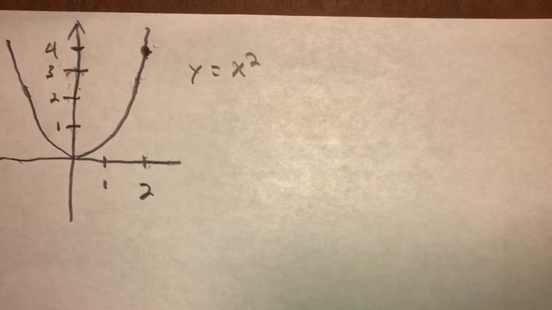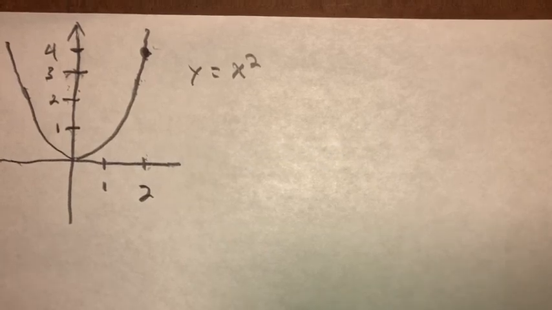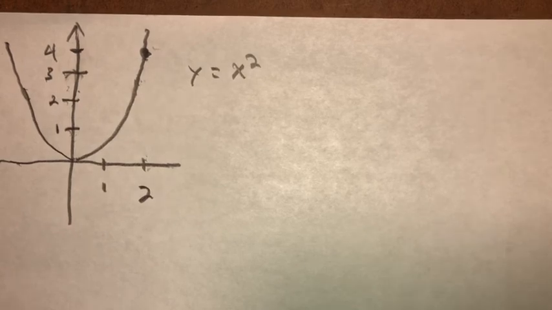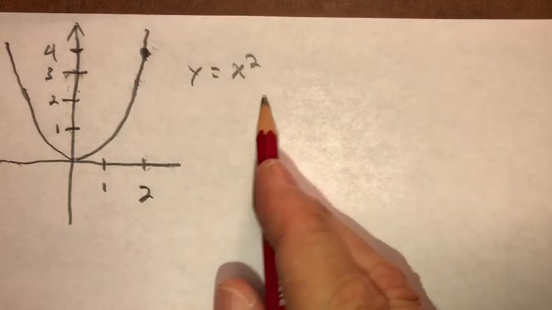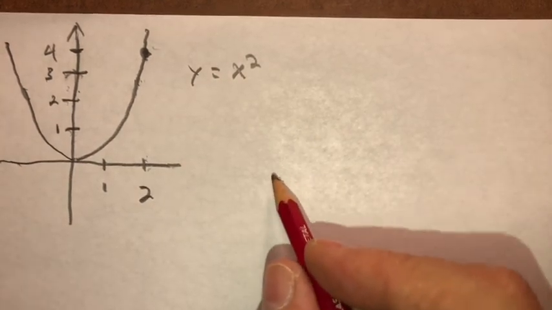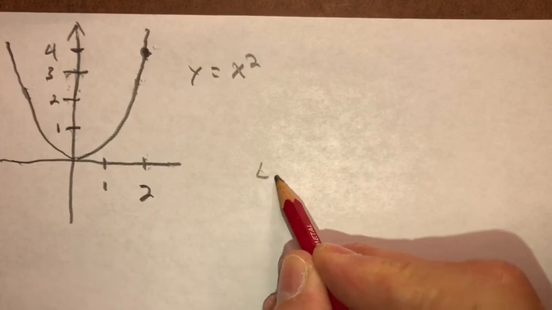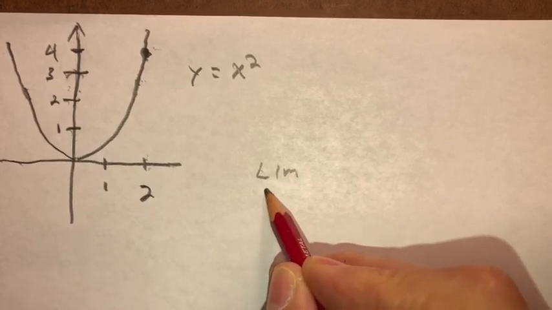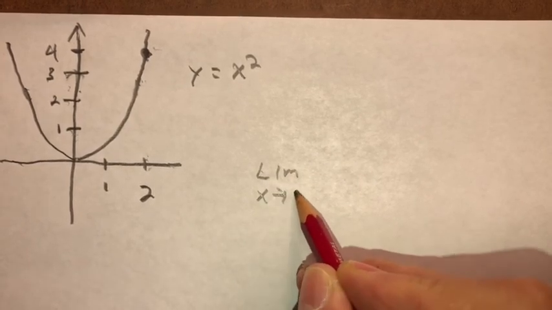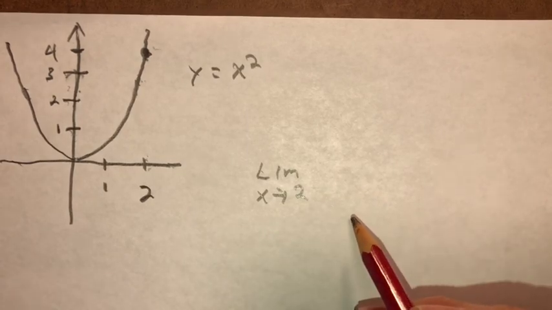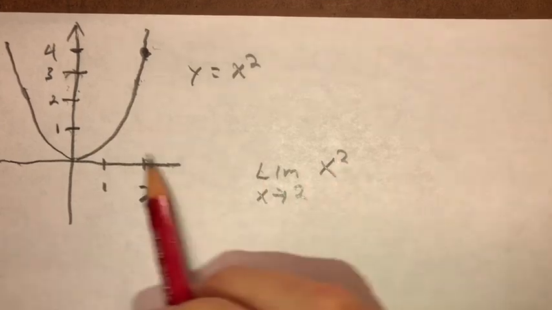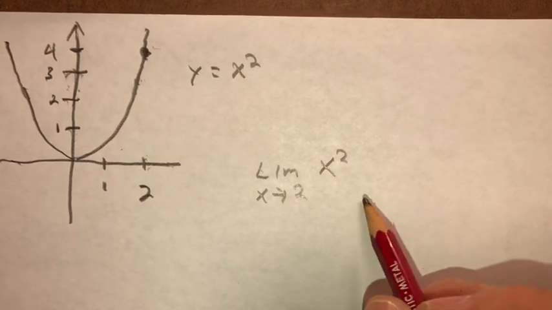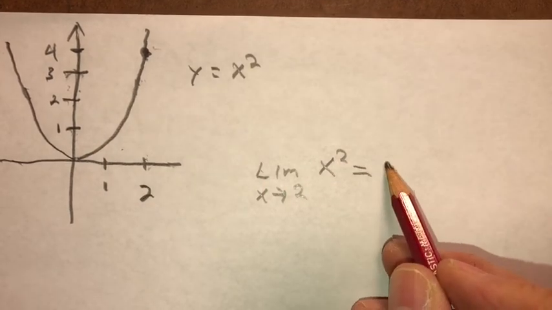In this video, I'm just going to show the intuitive idea of a limit. So here's a graph of a parabola, y equals x squared. And I'm going to do the limit as x approaches 2 of the function x squared, which is this parabola. So what is that?